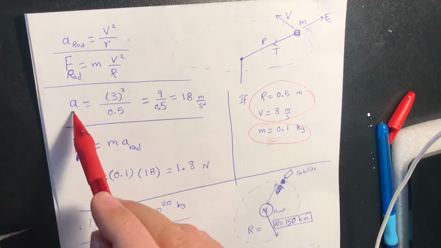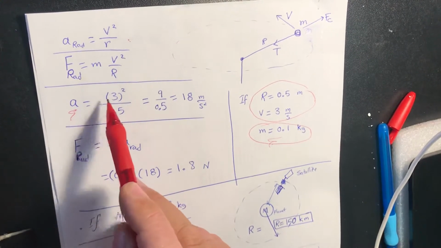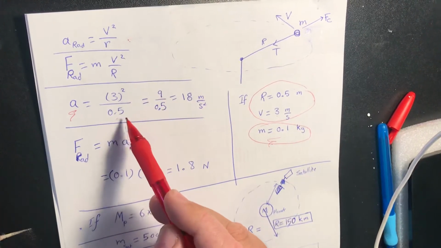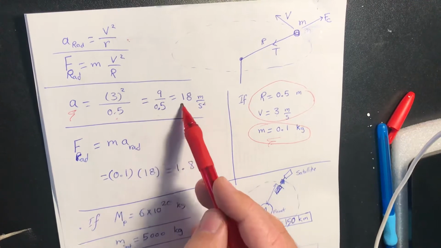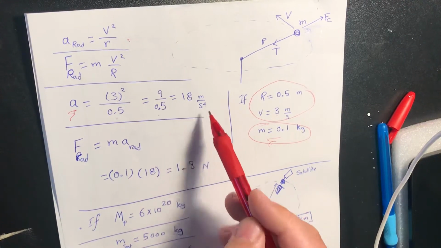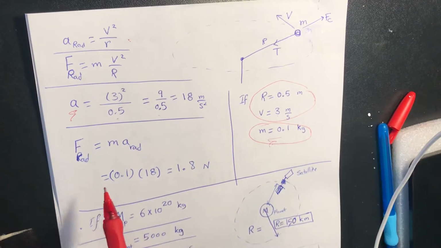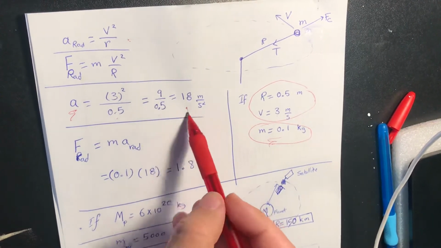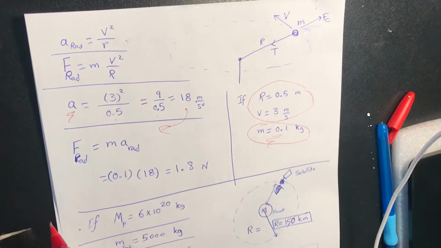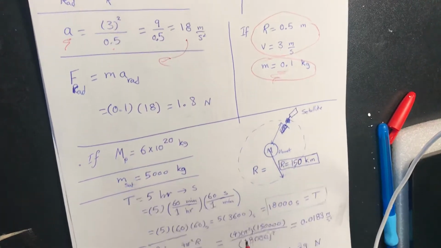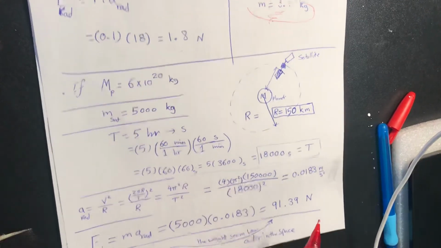For example, the acceleration is v squared over r: v is 3, squared is 9, r is half. 9 over half is 18 meters per square second. What about the force? We just multiply the acceleration by the mass. It will be 1.8 newtons. This is the F radial.